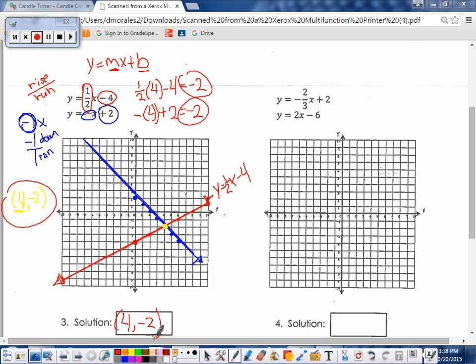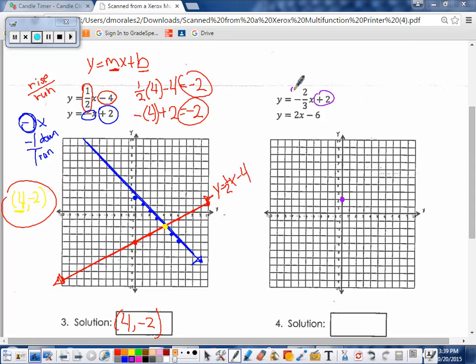and try this again. So I will move over here to my second graph. Here I have 2 different equations. y equals -2/3 x plus 2, and then I have y equals 2x minus 6. Once again, let me identify my y-intercept from the first equation, which is at +2. So I go to my y-axis, and I find +2, and I plot a dot right there.